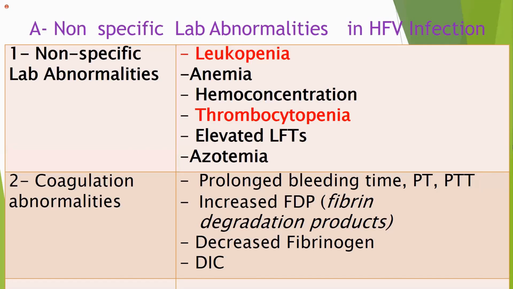So non-specific lab abnormalities which include in blood CP, you can find leukopenia, sometimes anemia and hemoconcentration as in cases of dengue fever, thrombocytopenia, elevated liver enzymes, especially ALT and AST, because of the involvement of the liver, and azotemia. Then there are coagulation abnormalities: prolonged bleeding time, PT, APTT, increased FDP, fibrin degradation products, decreased fibrinogen level, and DIC.